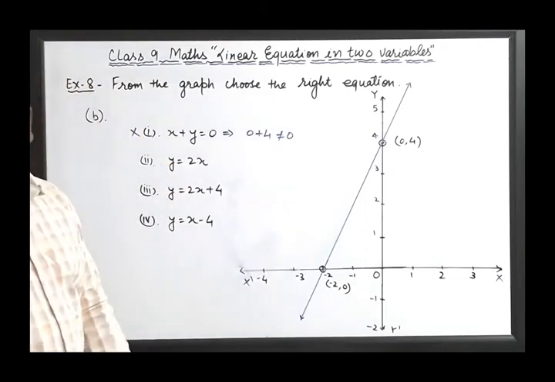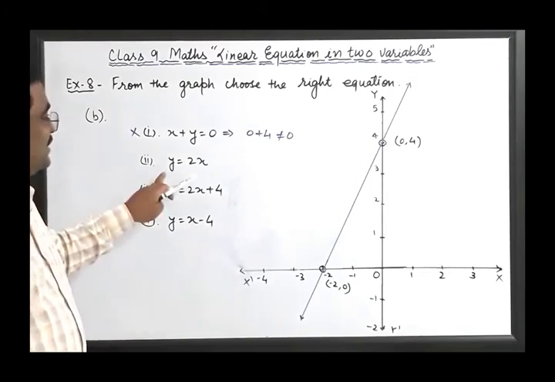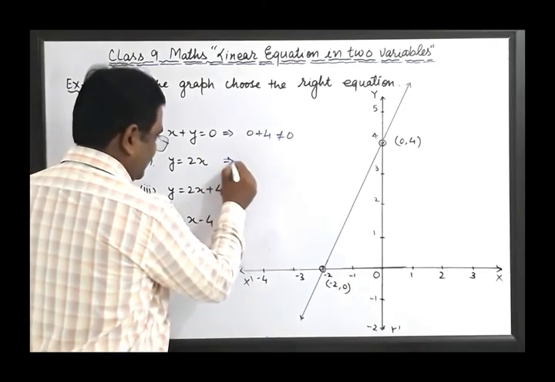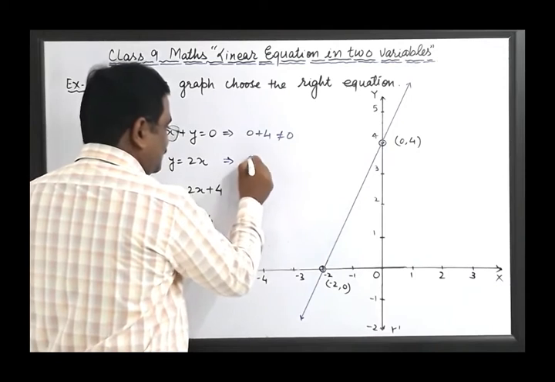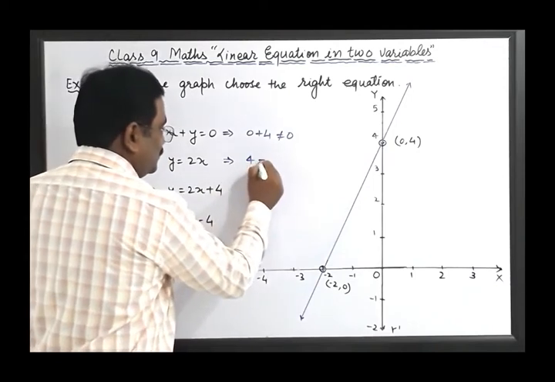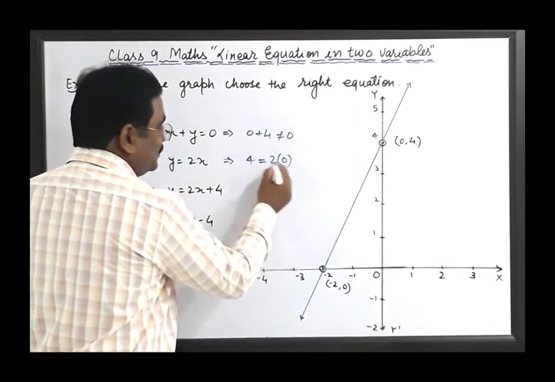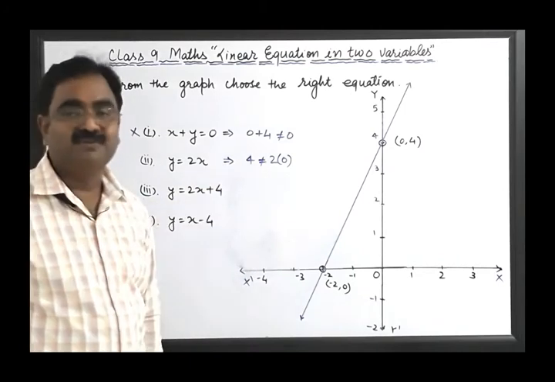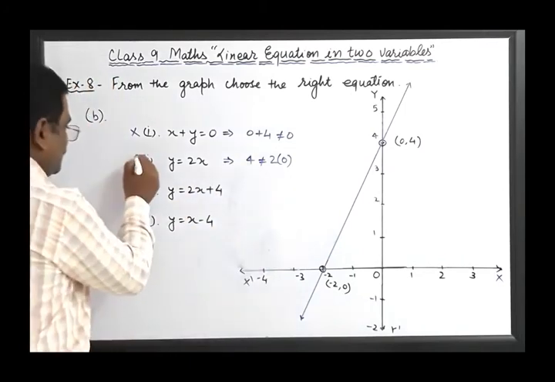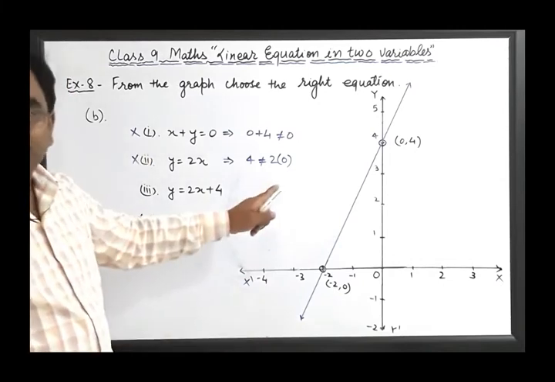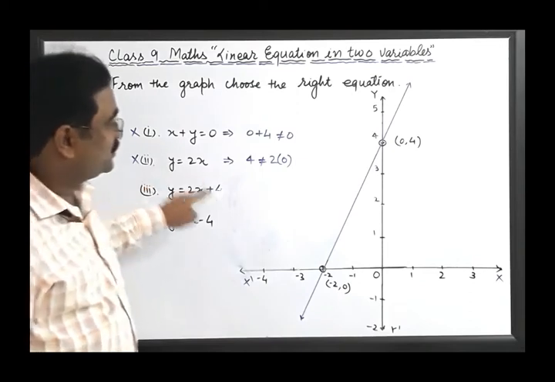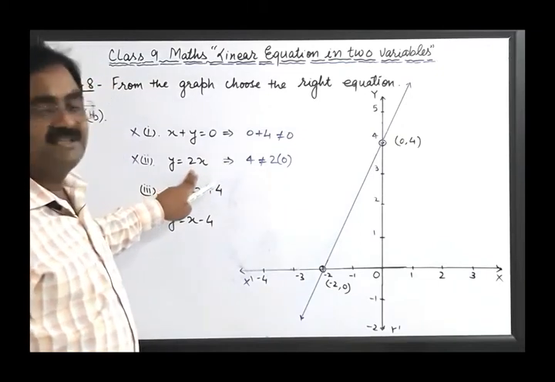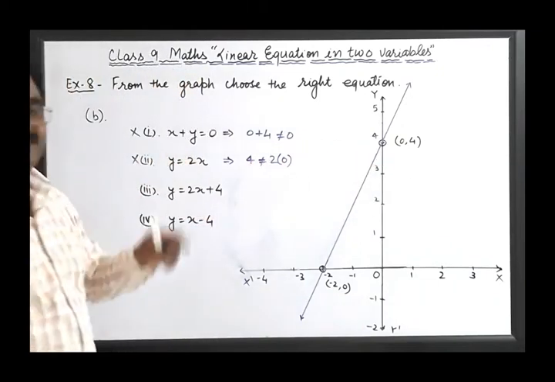Let us see the second. The second is given y is equals to 2 of x. The value of y is given here, 4. So is this 4 equals to 2 of x, which is 0? This is also not equal because 2 zeros are 0 and this 0 is not equals to 4. If they are not equal, it means this is also not our required equation of this given line. Why? Because this point does not satisfy this equation. It means this is not the solution of this equation.